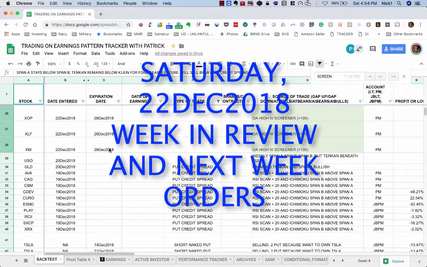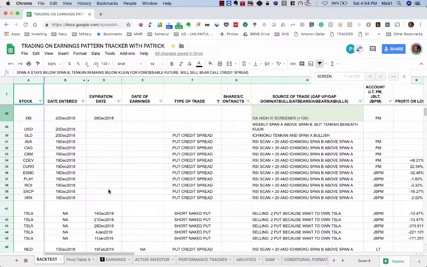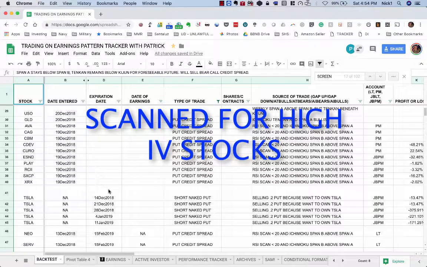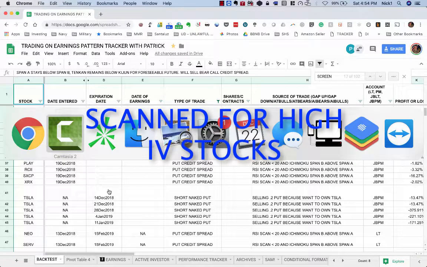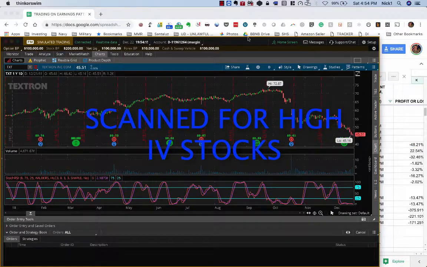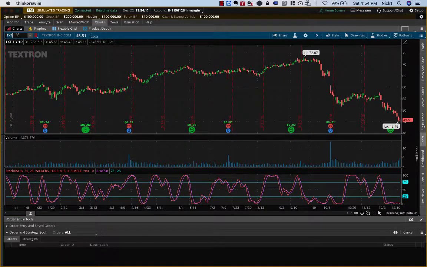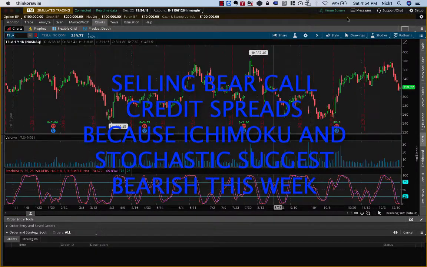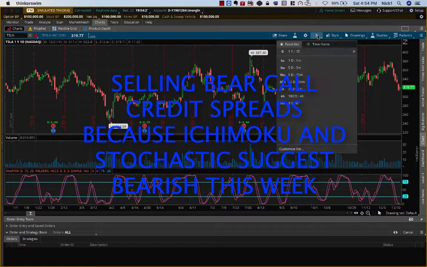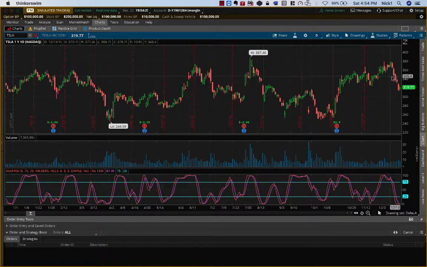So going back, I tried some short puts with Tesla, and I started those at the beginning of the week because Tesla had been looking bearish. Quickly about to see what happened, and it took a dive after December 14th, just plummeted.